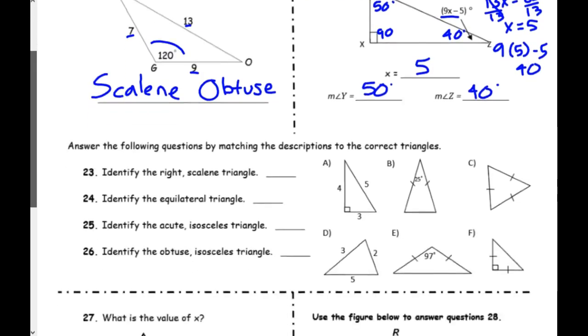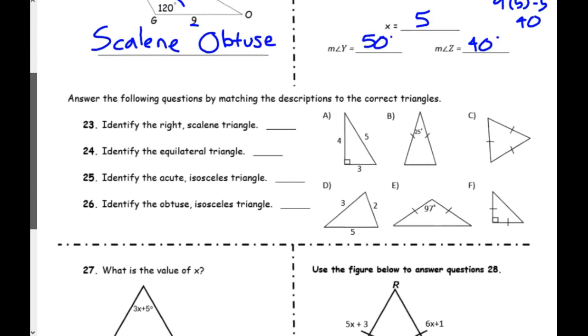Okay. Answer the following questions by matching the description. Okay. Right scalene. Right angle. Every side is different. That's scalene, right? Alright. Equilateral. All sides should be the same. That would be letter C.